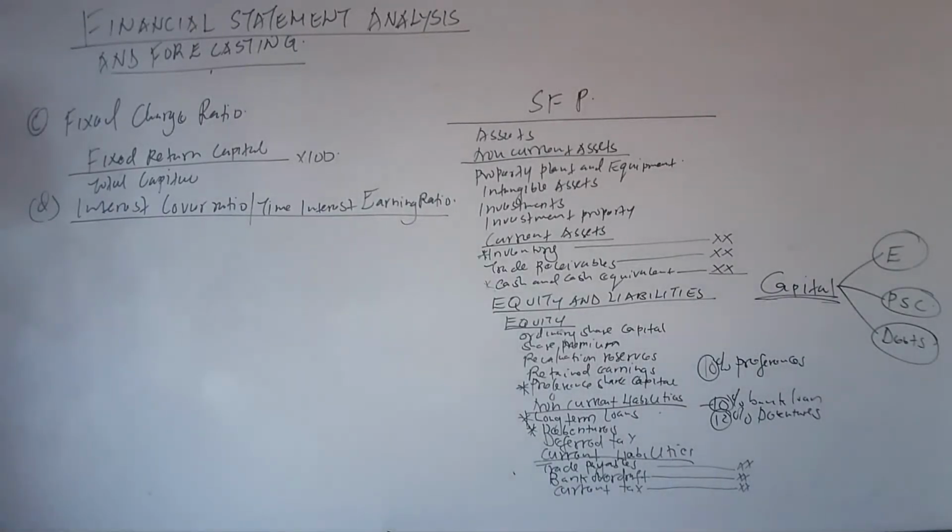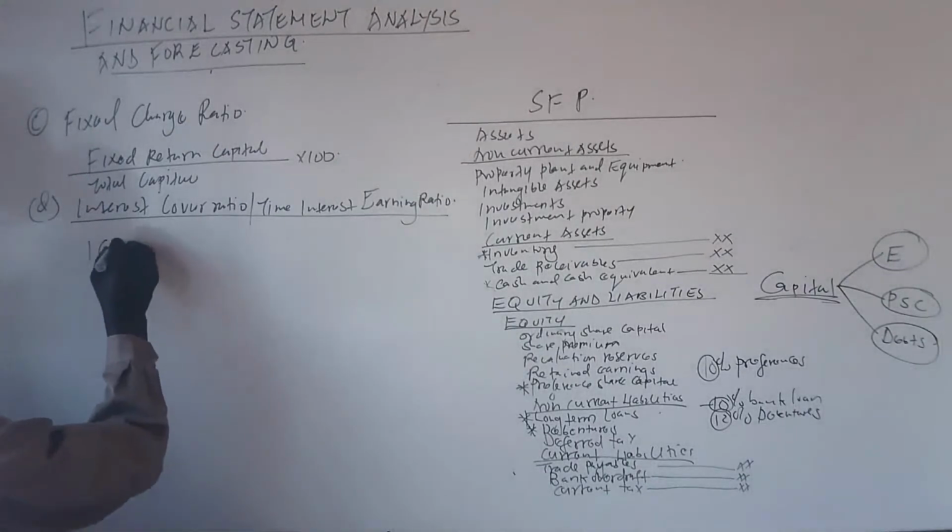And write and say that this indicates the number of times interest expense can be paid from the operating profit before profit gets exhausted. So therefore, how do you get the interest cover ratio?